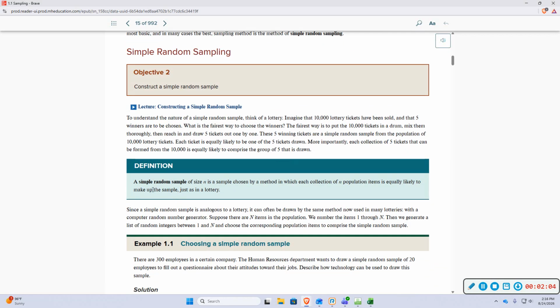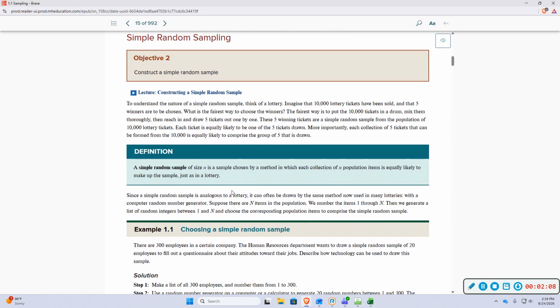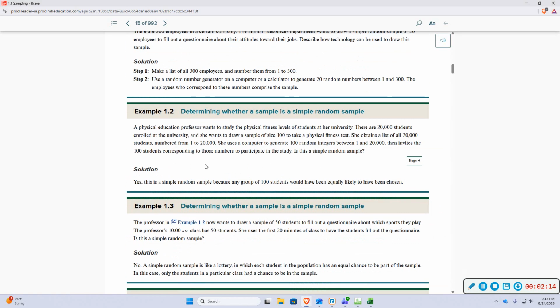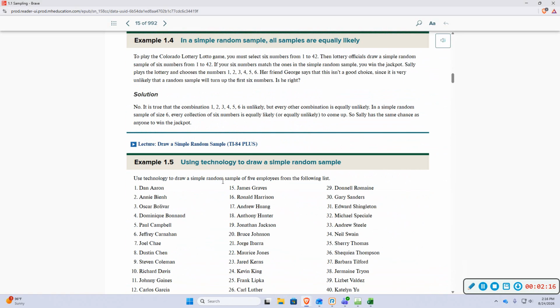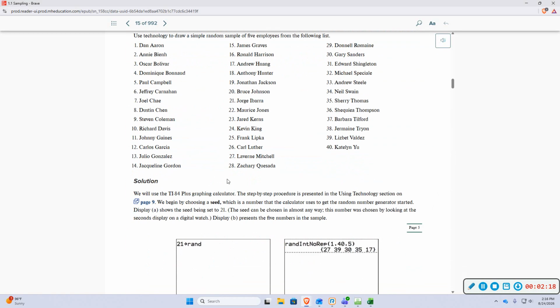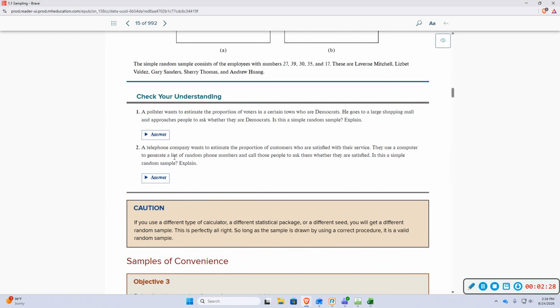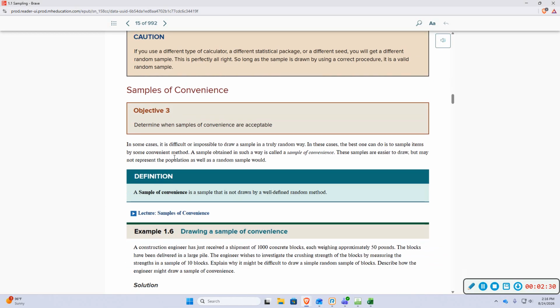So I would encourage just read all of the definitions, write them down so you can have them in a place that's easy to see. And then it talks about choosing a random sample. So read over these examples. All of them are really good at showing you how they draw those samples. You can even generate a random sample with a graphing calculator, and this is kind of showing you the steps to be able to do that.